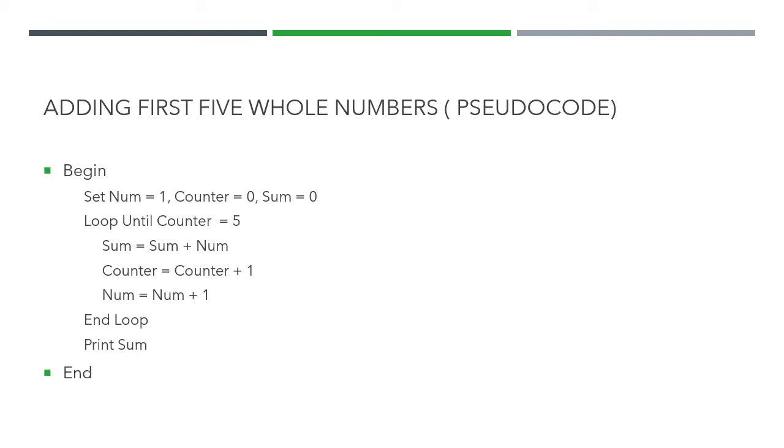Correct? Let's do it again. So next time what happened? The sum will become 10. Counter will become 4 and the number will become 5. Clear? Still it is not 5. So again it will go inside the loop. Now what will be the result? Sum equals to sum plus num. So that is 15. Counter has become now 5 and our number has become 6. Okay. We were supposed to add only the first 5 numbers, and as of now we have added only the first 5 numbers, right?